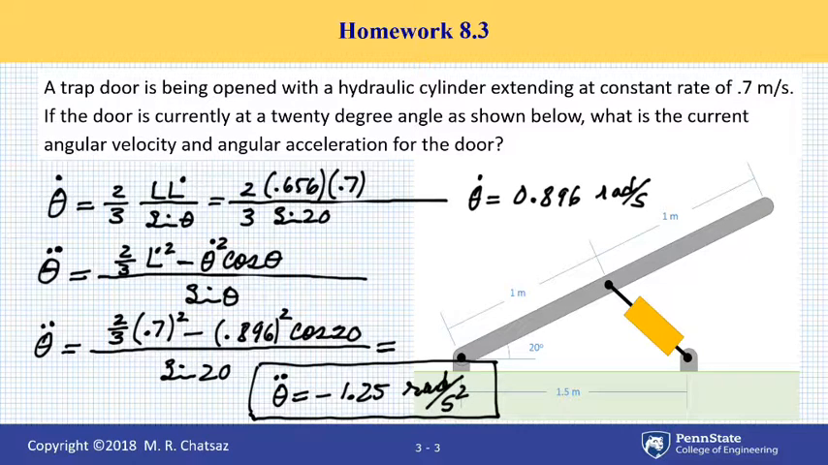Observe that this negative numerical value indicates that the trapdoor is still turning counterclockwise, but its angular speed is slowing down, indicating that angular acceleration is negative, or clockwise.